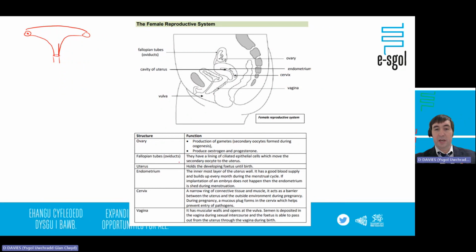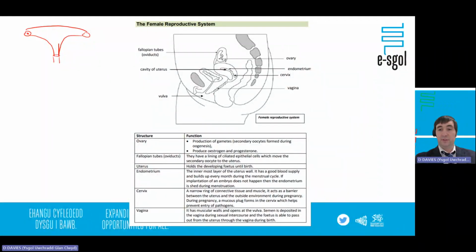The fallopian tubes, or the oviducts. Duct is another word for tube, and ovi as in ovary. So the fallopian tubes, or the oviducts, connect the ovary to the uterus, and they have a lining of ciliated epithelial cells. These are cells with little hairs on top that wave backwards and forwards, and they waft the secondary oocyte down into the uterus.